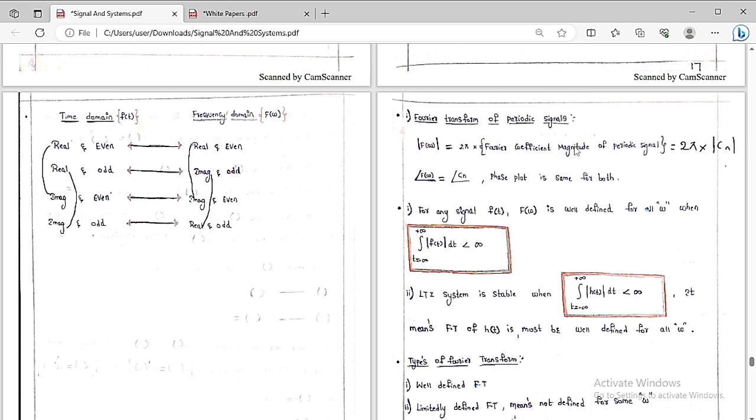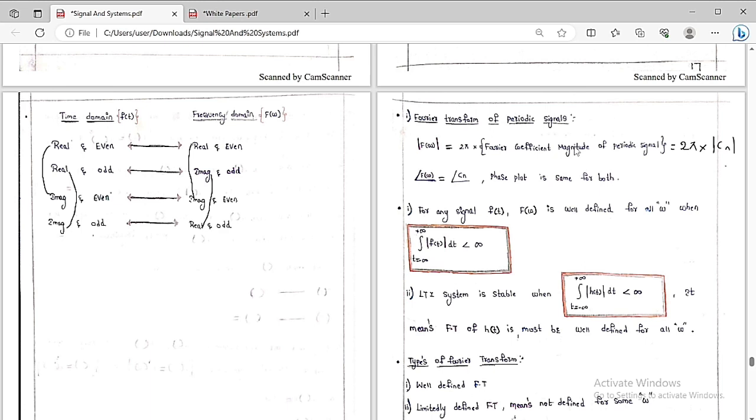Mod of Cn is nothing but the magnitude of the Fourier series coefficient of the periodic signal. So finally, the magnitude of f of omega is equal to 2 pi into the magnitude of Cn, and the phase angle of f of omega is equal to the phase angle of Cn. So the phase angle plot is the same in both cases. Only one important thing: if you want to apply the Fourier transform to periodic signals, the magnitude of f of omega is 2 pi times the magnitude of Cn, and the phase angle of f of omega equals the phase angle of Cn.